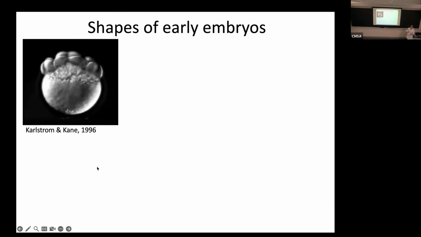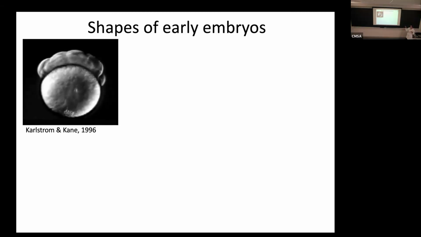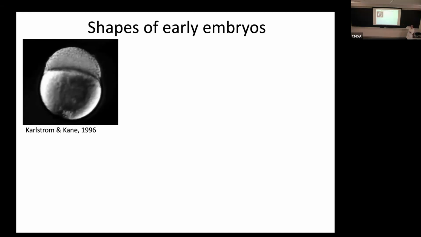So this you have seen already. This is a zebrafish embryo that is developing, and the embryonic cells are sitting on top of a yolk mass. So you see these cleavages create this mass of cells that is sitting on one side of the yolk, right? So that's a very specific shape.